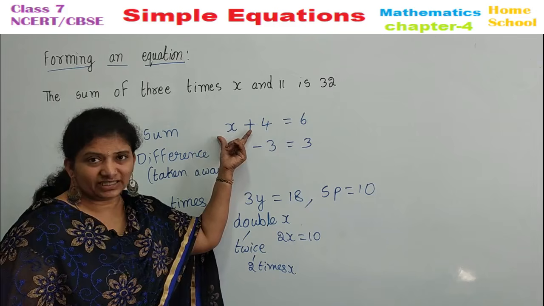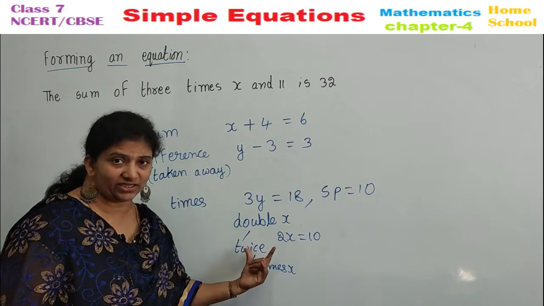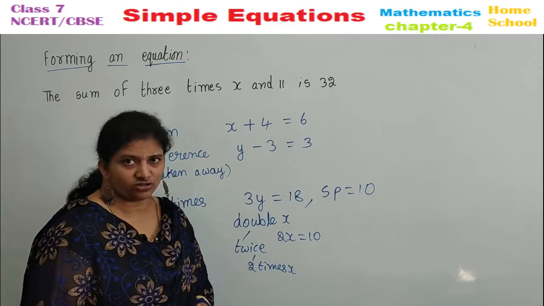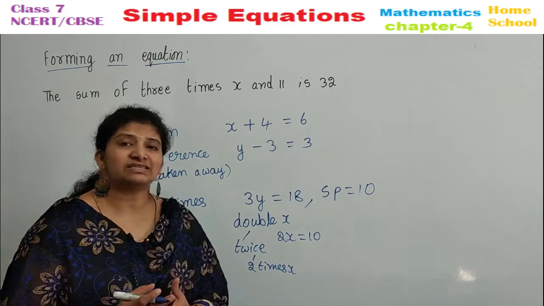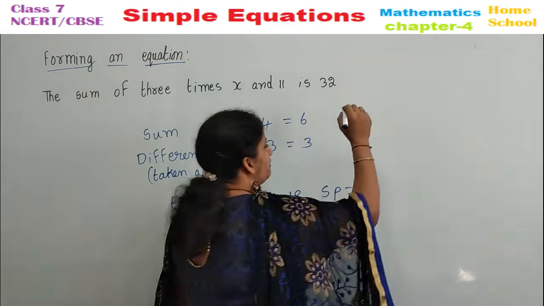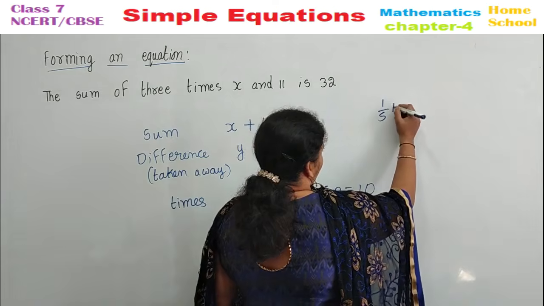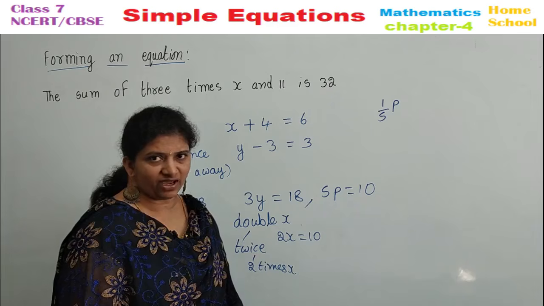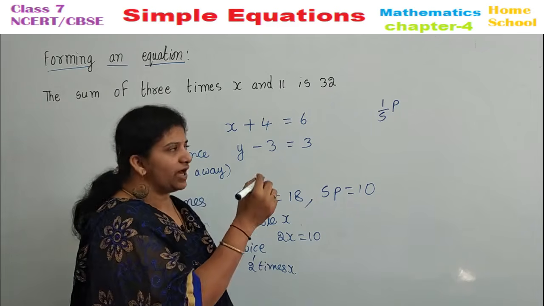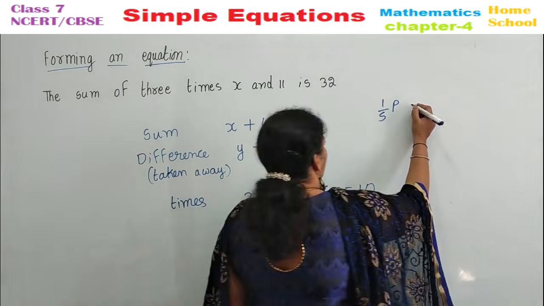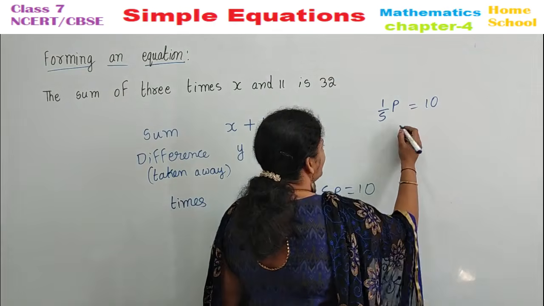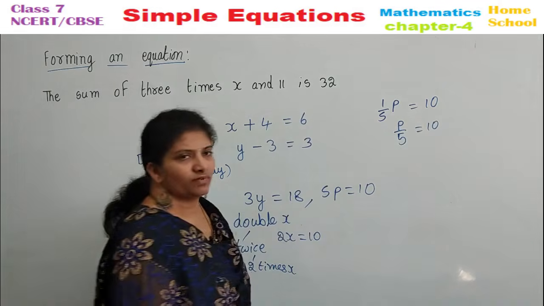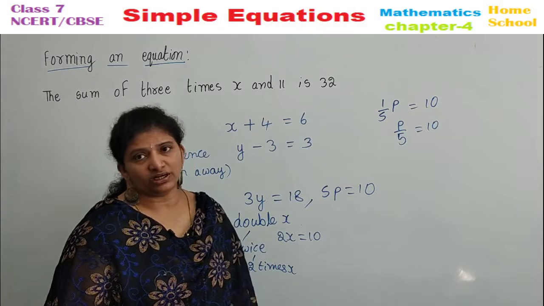We have seen addition equations, subtraction, multiplication, and leftover is division. Division we may call a fraction also. Okay, how can we represent these types of fractions? Look here. 1/5 of p. 1/5 of p means 1/5 p is equal to 10. How can you write this? P by 5 is equal to 10.